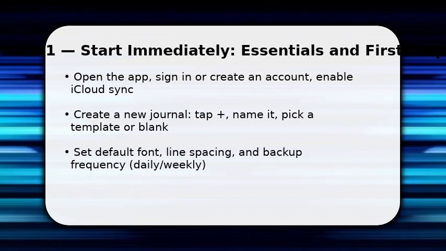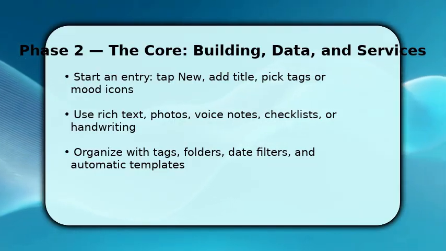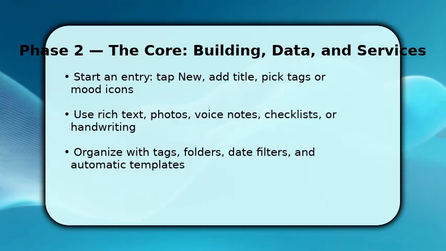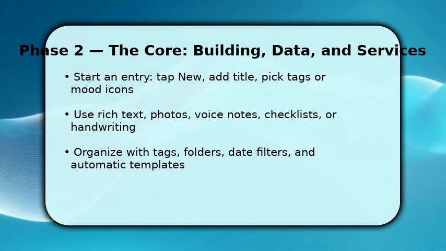Now you'll create and structure entries. Tap New to start an entry, add a title and apply tags or mood icons for fast retrieval later. You can combine text with photos, audio recordings, checklists, or Apple Pencil handwriting. Use rich text to emphasize key points.